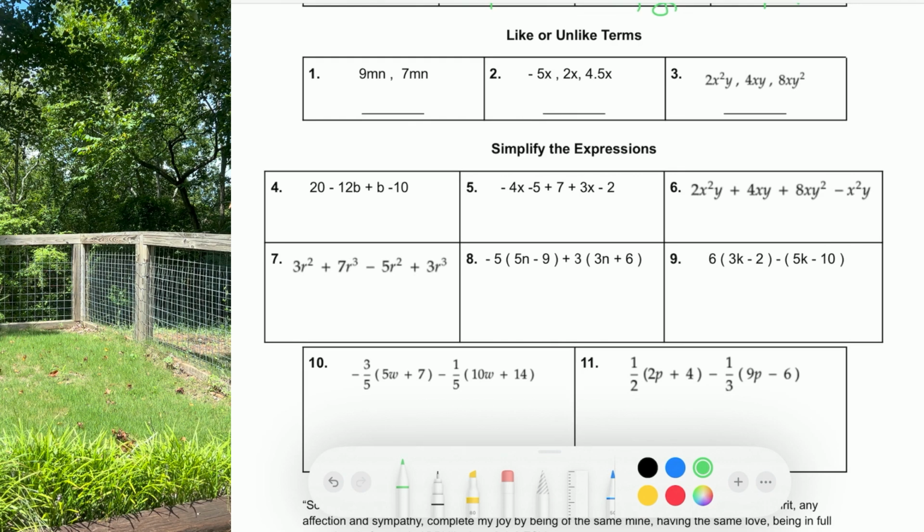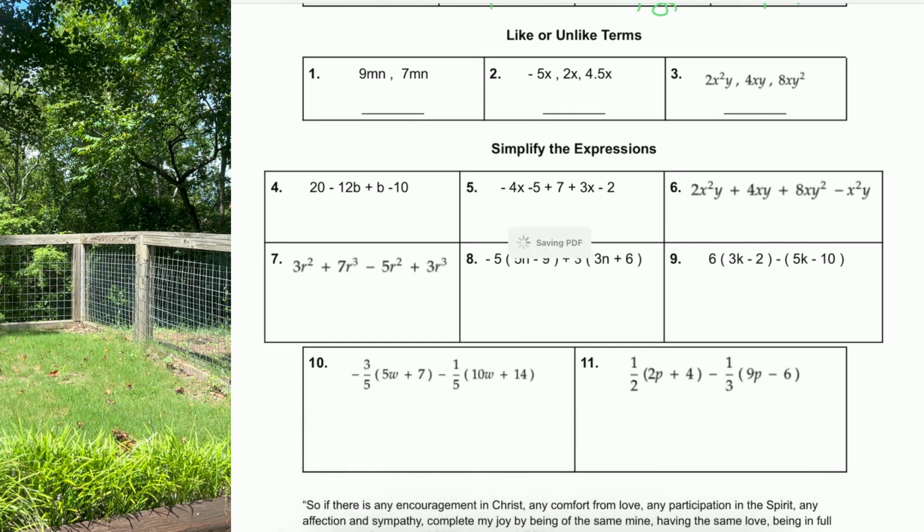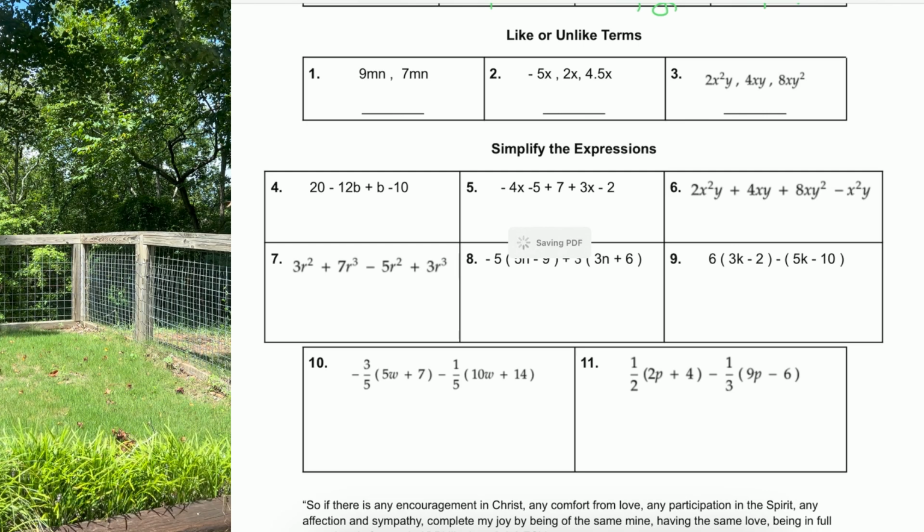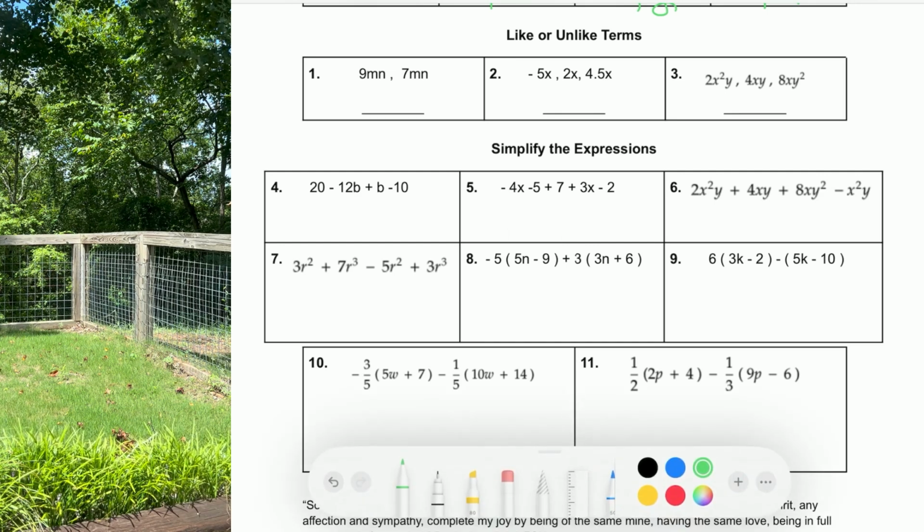So in number 1, we have 9mn and we have 7mn. They both have an m to the power of 1. They both have an n to the power of 1. So they are, in fact, like terms. Now, remember, it doesn't matter if the 9 and the 7 are alike. It's whether or not the variables and their exponents are alike. So in number 1, these terms are like terms.